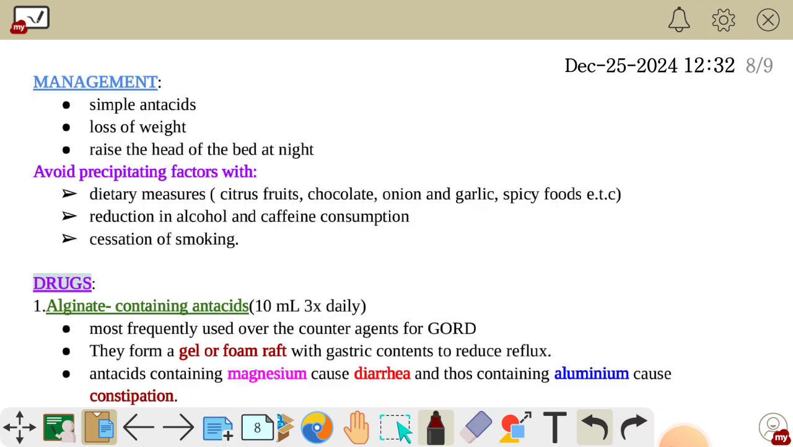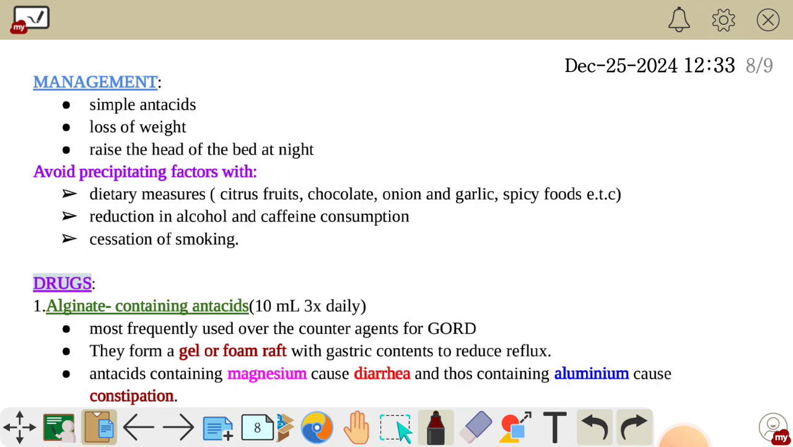Okay, so now, management. How can we manage gastroesophageal reflux disease? In most cases, we just use simple antacids, and apart from that, we would advise the patient to lose some weight, and when sleeping, at least raise the head of the bed at night, to prevent the reflux. We know the lower esophageal sphincter is spontaneously opening, or is not closing properly. So raising the head of the bed at night will help prevent the rising up of the stomach content.